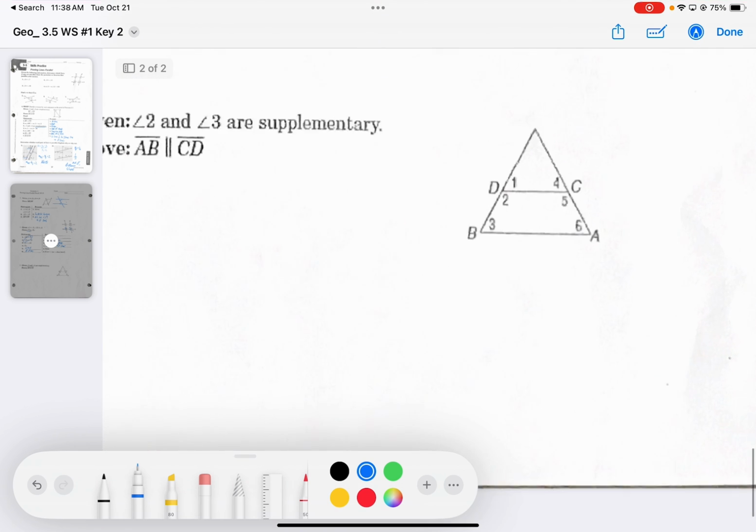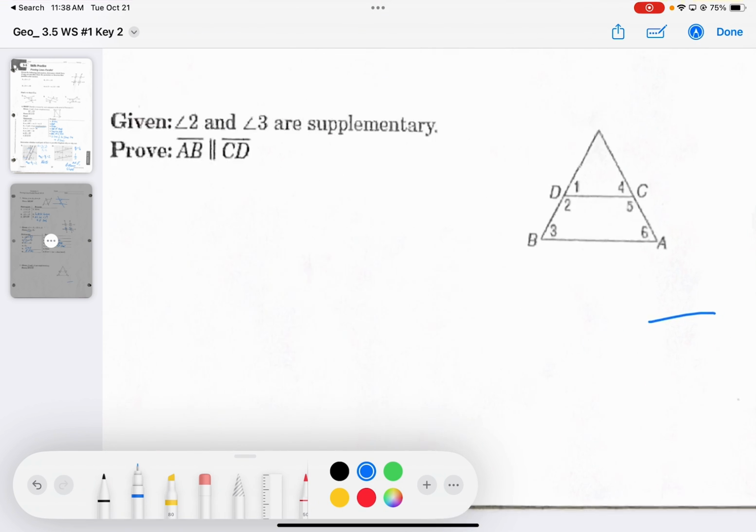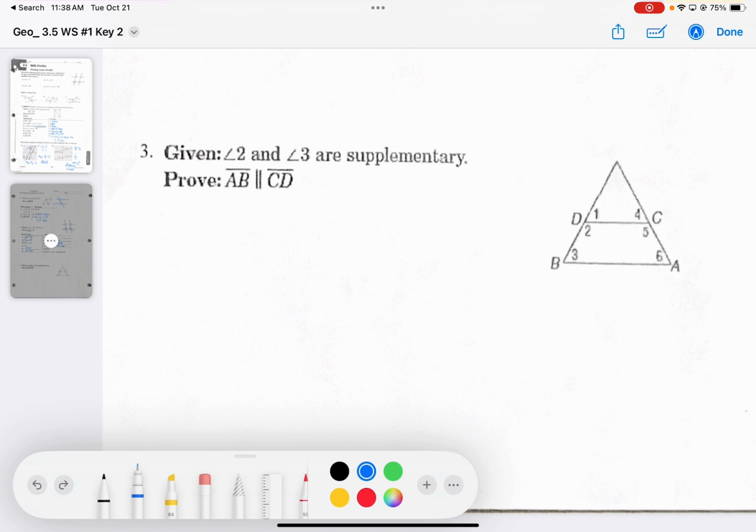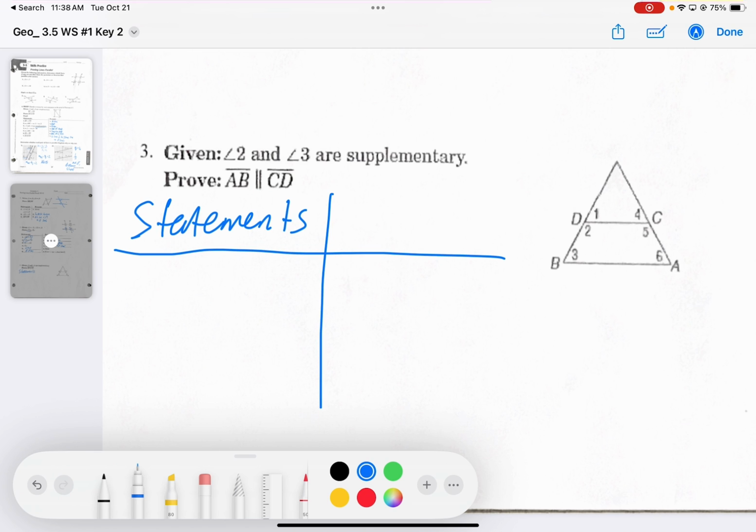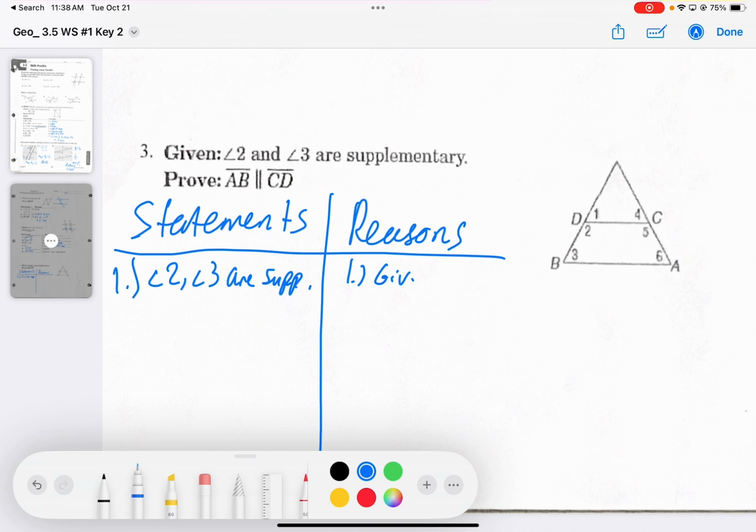You guys ready for the shortest proof in this class ever? Number 3, statements and reasons. All right, let's list our given. Angle 2, that's a 1. Angle 2, comma, angle 3 are supplementary. Given.